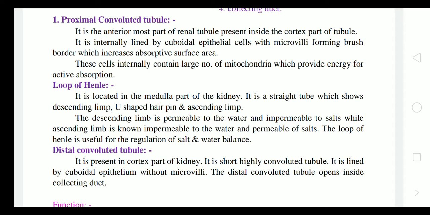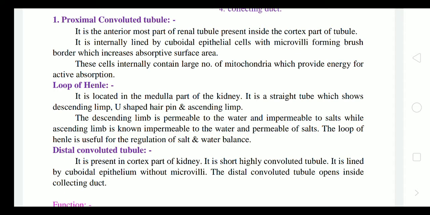Loop of Henle. It is located in the medulla part of the kidney. It is a straight tube which shows a descending limb. Descending means going down. Then a U-shaped hairpin and an ascending limb. So it shows a descending limb, a U-shaped hairpin, a downward part which is U-shaped, and an ascending limb which comes up.